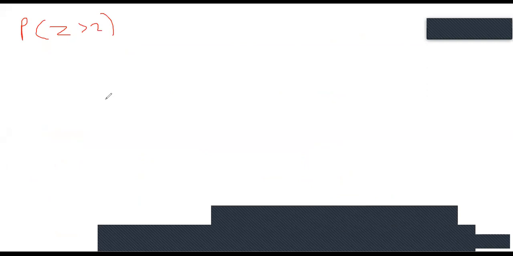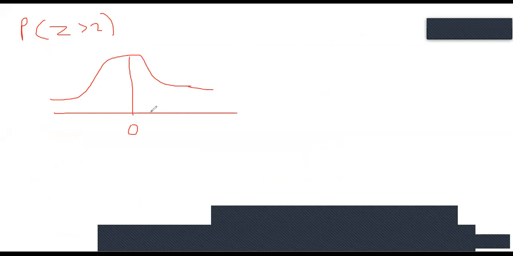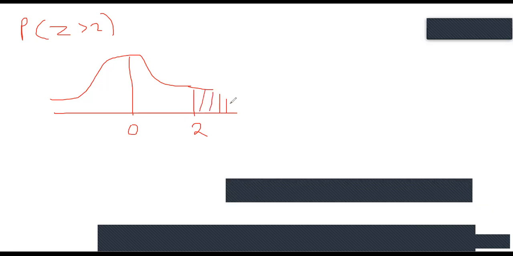Let's go. Z is greater than 2. Let's try. Who wants to lead us through? What do we do? Illustrate. So our 0 is in the middle. Where is the 2? The left or the right side of 0? Our 2 is on the right side of 0. So which part are we shading? The left side or the right side? The right side. The right side, correct. Why? Because greater is to the right.